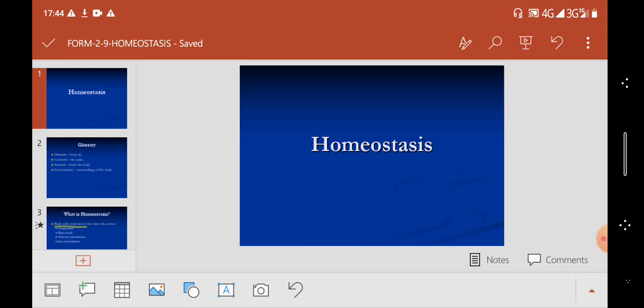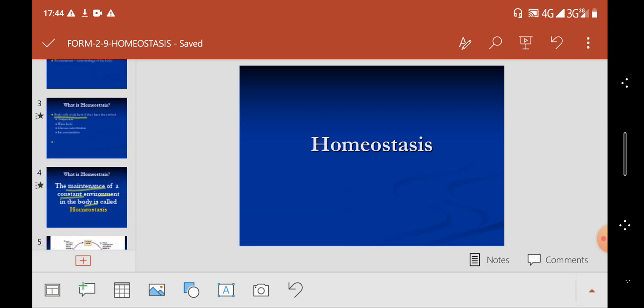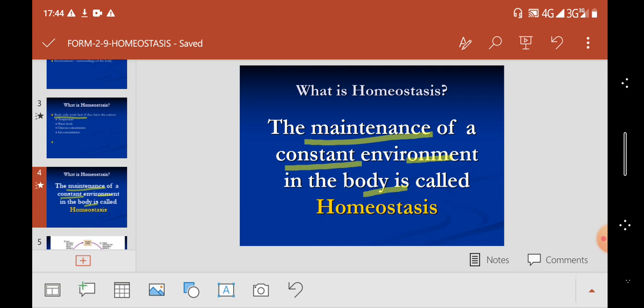We are going to begin with the definition, and in our definition we are going to look at the terms that must always appear in the definition. The first term is maintain, the other one is constant, the other one is environment, and the other one is internal. So the maintenance of constant environment in the body is called homeostasis.